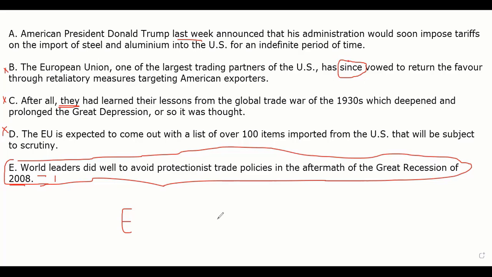World leaders did well to avoid disease, but after all, they had learned their lessons from the global trade war, which deepened and prolonged the Great Depression. So it was thought. But after all, sir, they had learned. Yes.